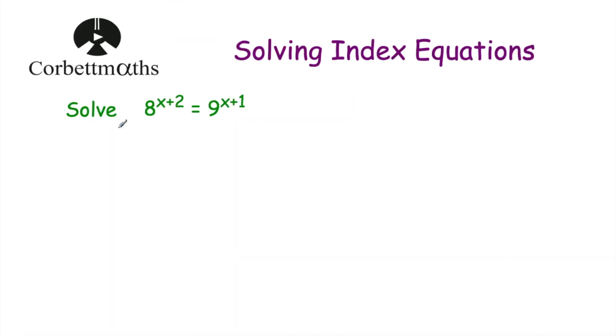Okay, let's have a look at another question. So this time we've been asked to solve 8 to the power of x plus 2 is equal to 9 to the power of x plus 1. So again here we've got an index equation and we've got unknowns in both powers. So what we're going to do is take the logs of both sides here.